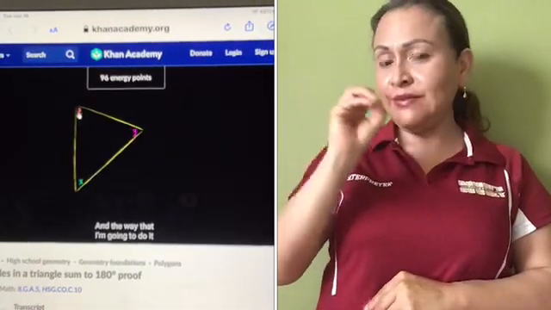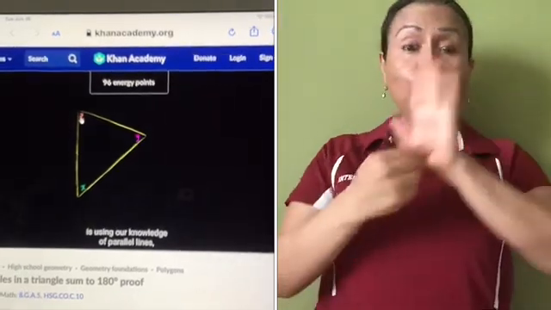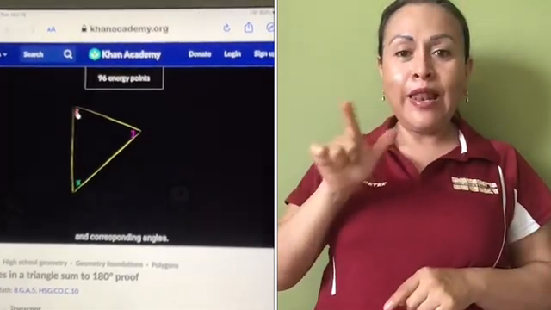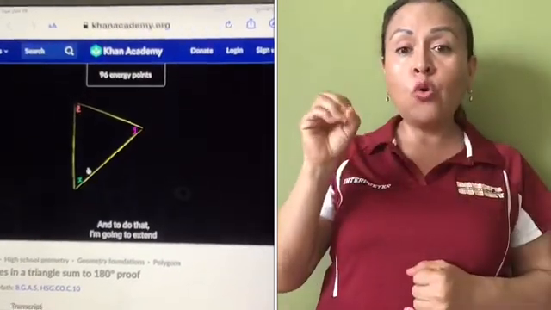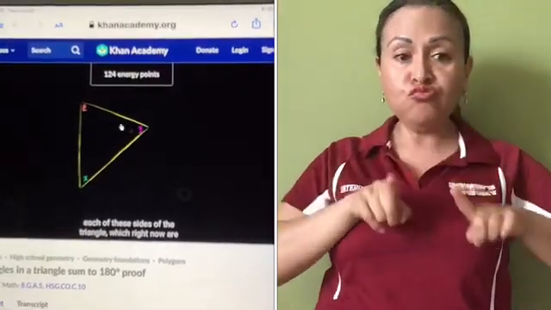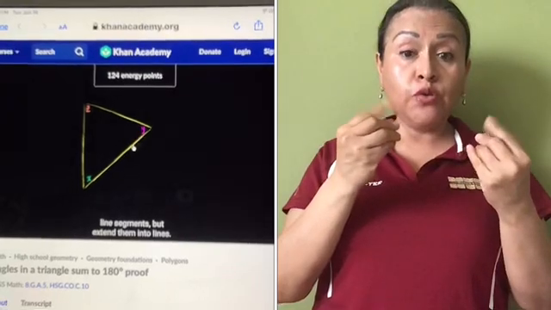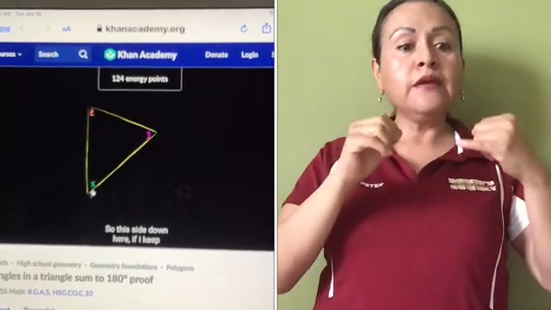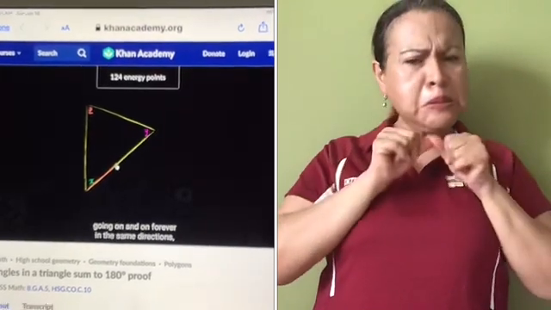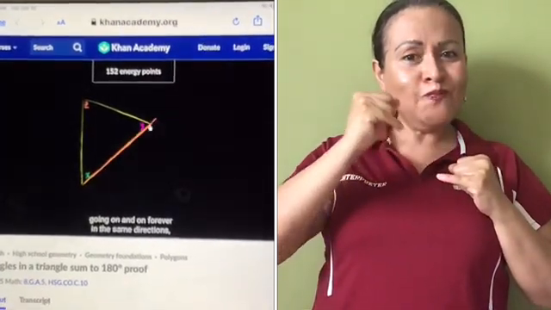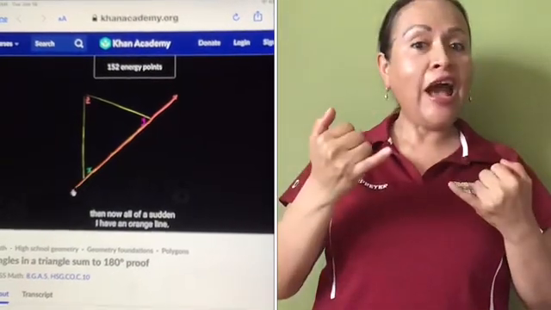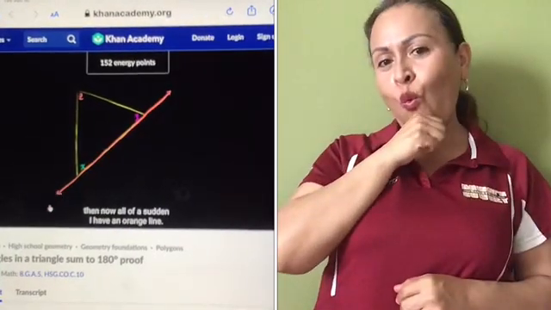And the way that I'm going to do it is using our knowledge of parallel lines, transversals of parallel lines, and corresponding angles. To do that, I'm going to extend each of these sides of the triangle, which right now are line segments, into lines. So this side down here, if I keep going on and on forever in the same direction, now all of a sudden I have an orange line.